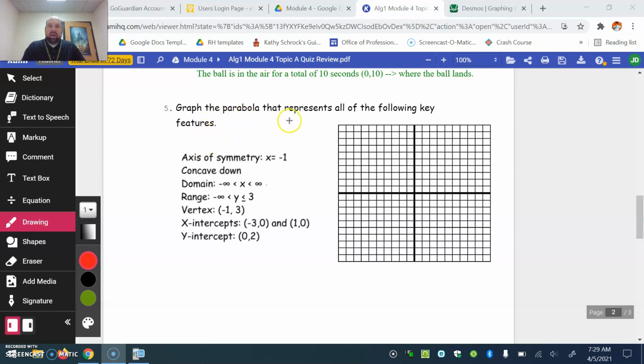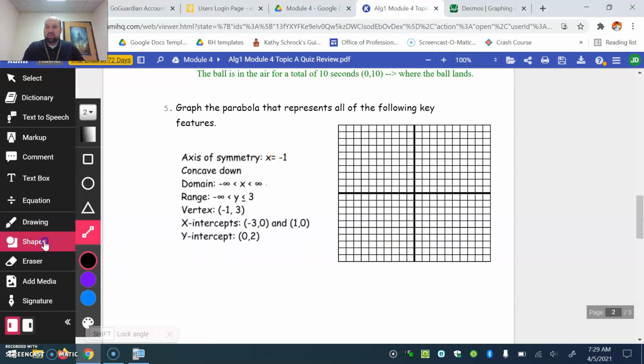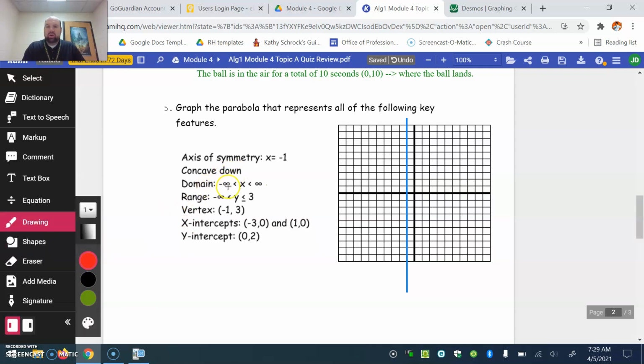Okay, question 5. Graph the parabola that represents the following key features. Okay, axis of symmetry is at -1. So I'm actually going to draw a line straight down there at x equals -1. Okay, so the domain is from -infinity to +infinity, so I'm going to have arrows at the end. The range, -infinity to +3. So this, the line where y is 3, is as high as it goes.